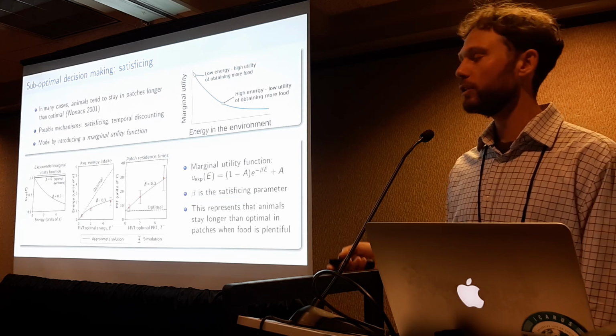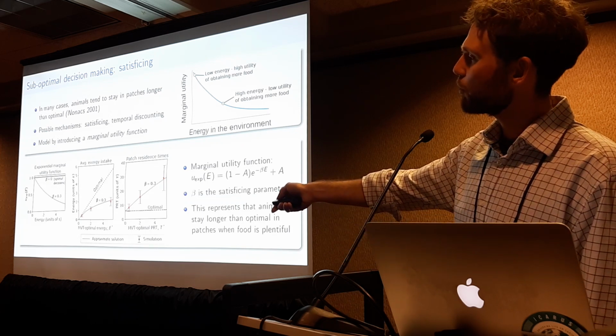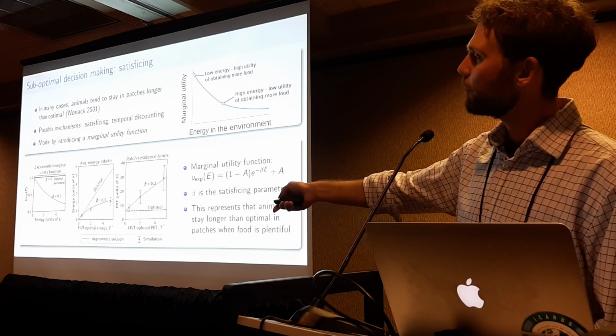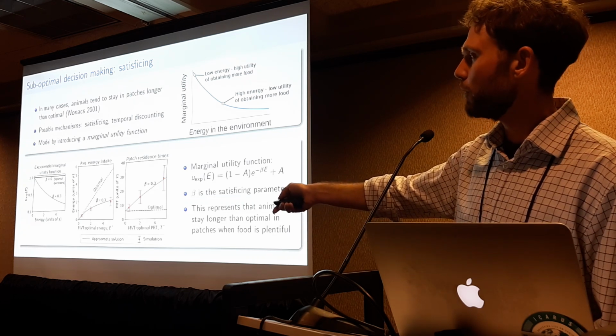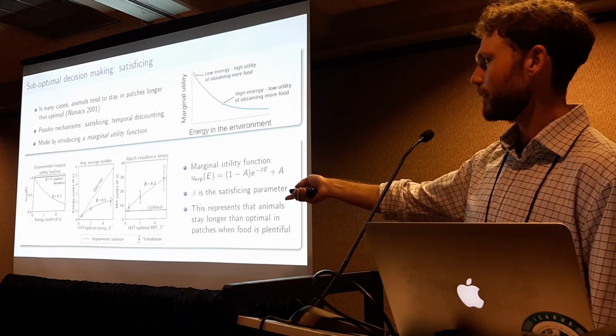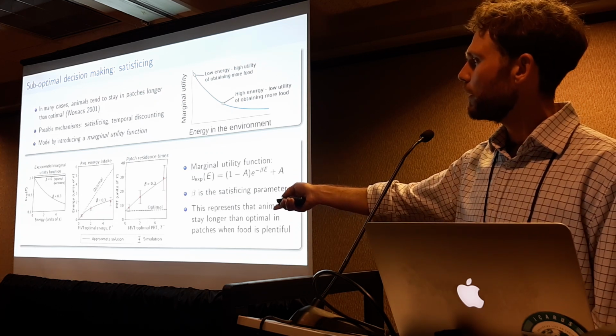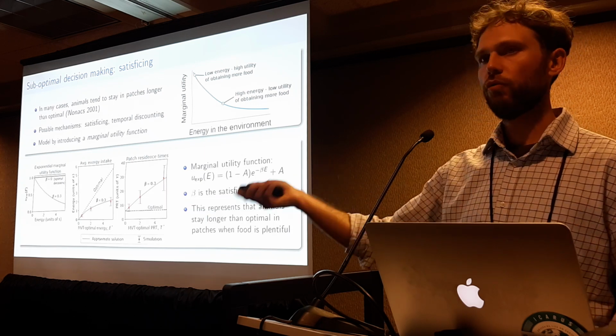But due to the form of the utility function, as this approaches 0, where 0 is the survival threshold in this model, behavior becomes near optimal. And with patch residence times, we generally have times longer than optimal, but as this goes towards 0, these become very near optimal.